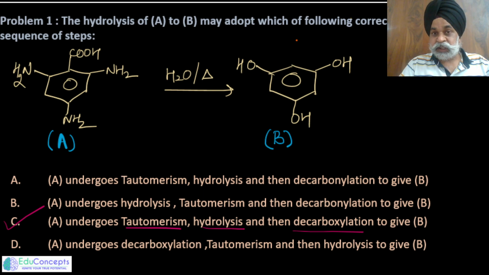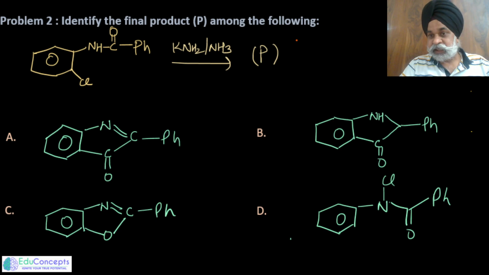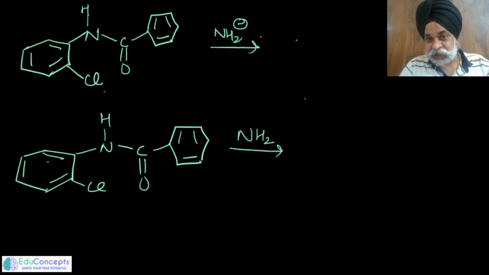Okay, so coming to the next question, this again is a very interesting question which you have to see and check out, if you can do it by pausing the video. In this question you are being treated with potassium amide, and a starting material is given to you. Now the point here is amide is a very strong base. This is the first thing to keep in mind, that amide is a strong base, as well as a strong nucleophile.